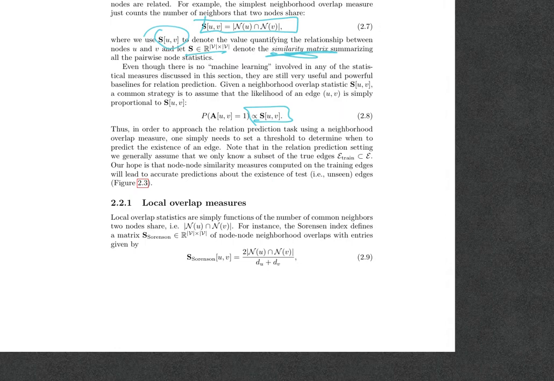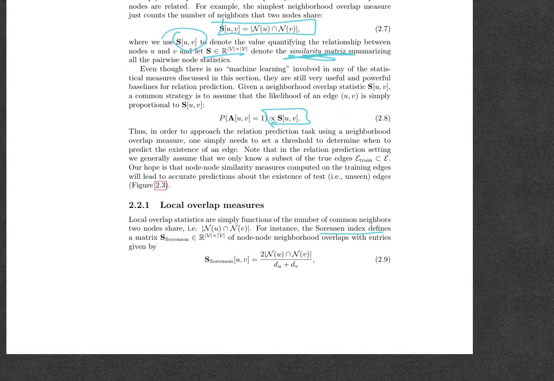A nicer version of the same thing is the Sorensen index, which is similar to, for example, the F1 score in terms of its formula. You have the cardinality of the intersection of the neighborhoods of the two nodes times 2, divided by the sum of the degrees of the two nodes. That also gives you a normalized value related to the number of common neighbors that the two nodes share.